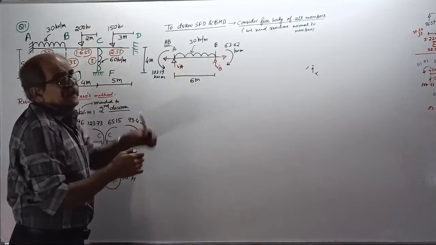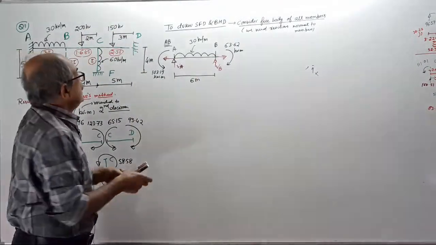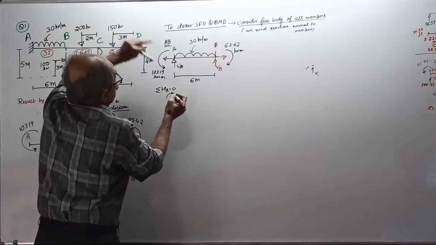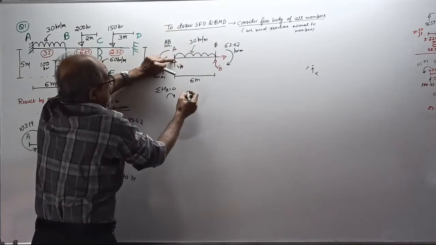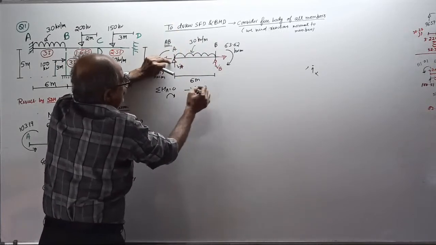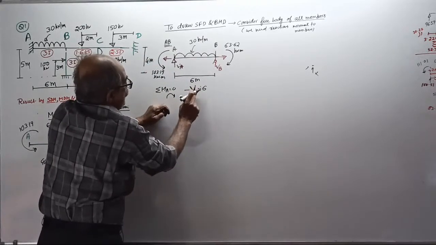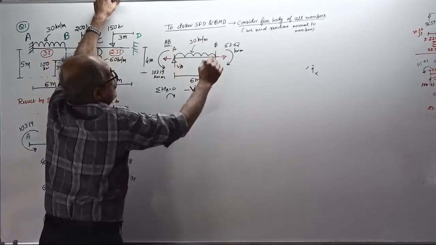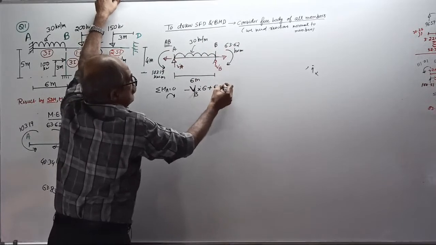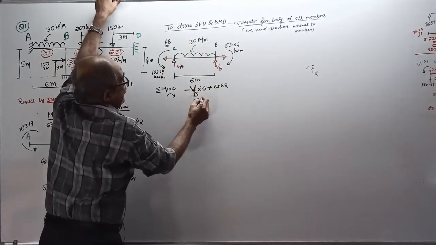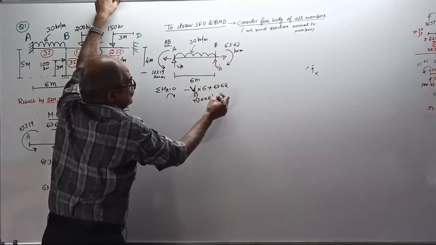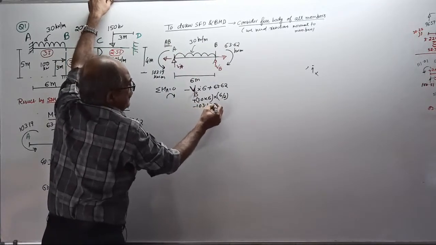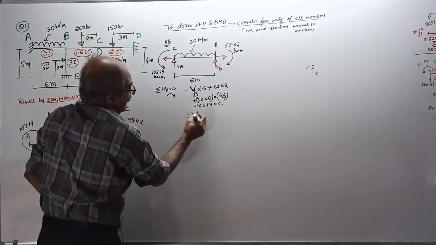Can you find the reaction? Only one member I will show you. Sigma M about A equal to 0. Take clockwise positive. Take moment about this point. Minus VB into 6. VB is in red color, unknown. Minus VB into 6 plus 63.62 plus 30 into 6 into 6 by 2, next minus 103.19 equal to 0. Therefore, you get the value of VB.